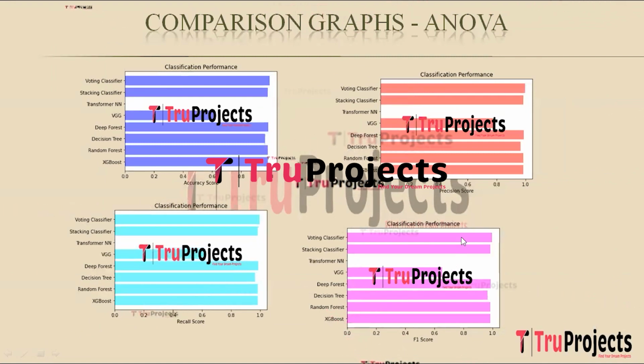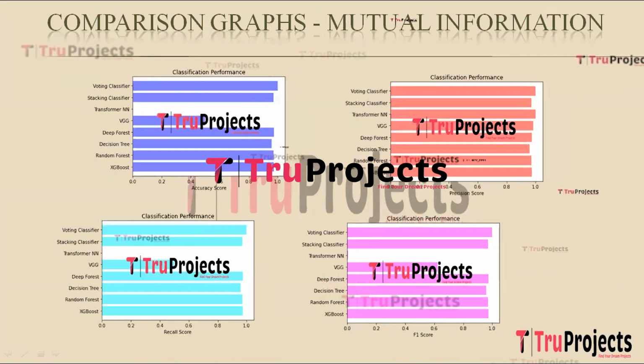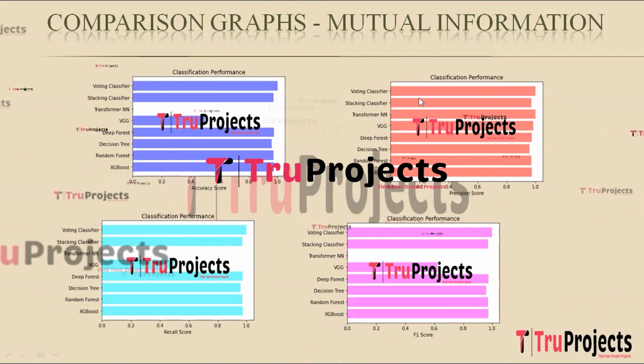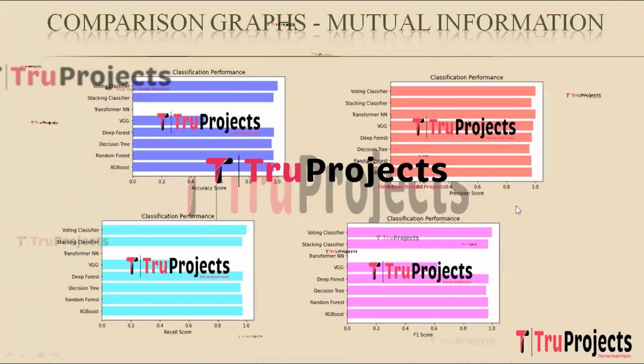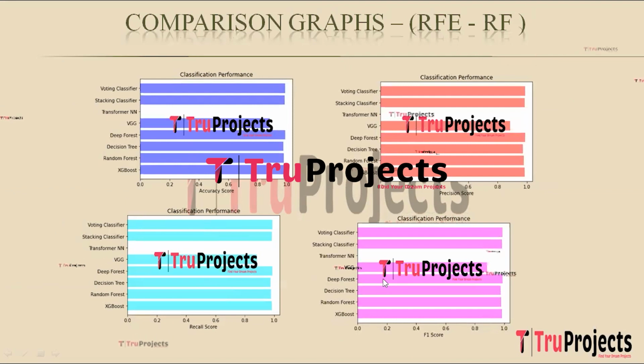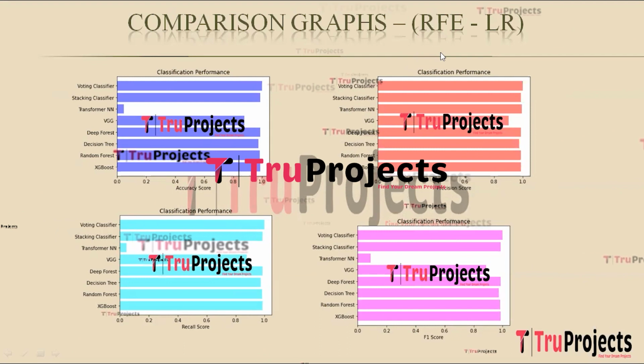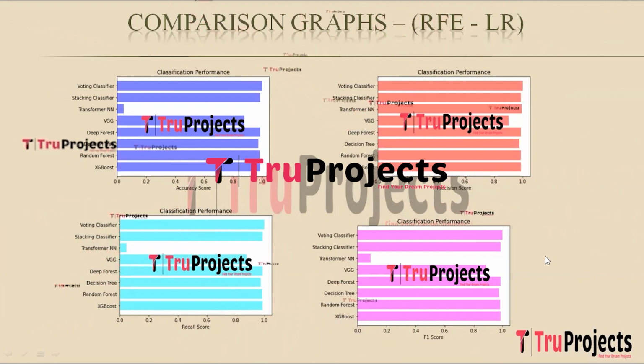These are the comparison graphs of the algorithms built using features selected using the ANOVA technique. These are the comparison graphs of the algorithms built using features selected using the mutual information technique. These are the comparison graphs of the algorithms built using RFE with random forest feature selection technique. And these are the comparison graphs of the algorithms built using RFE with logistic regression feature selection technique.